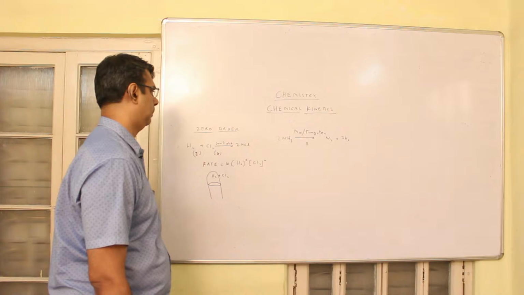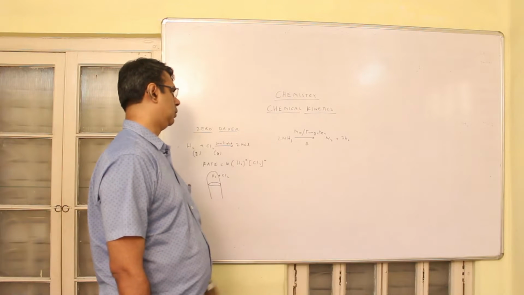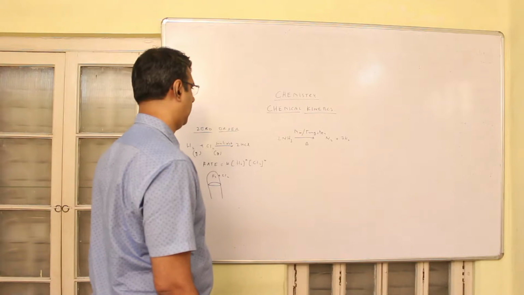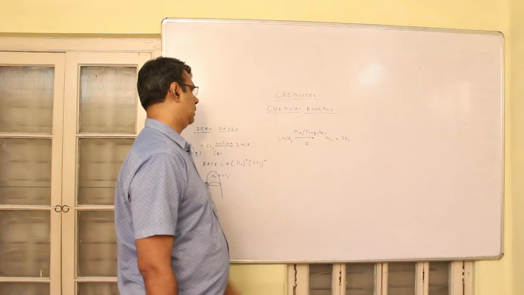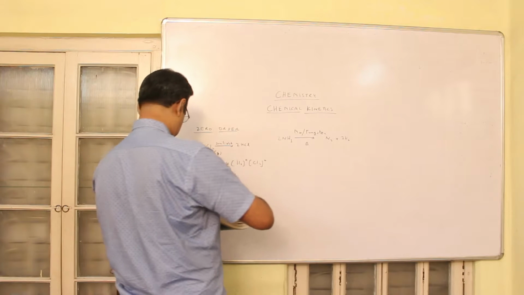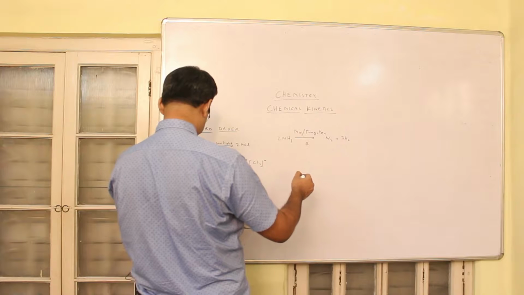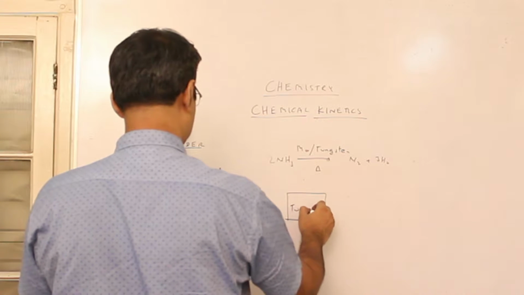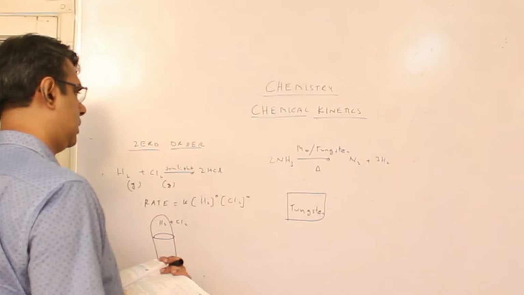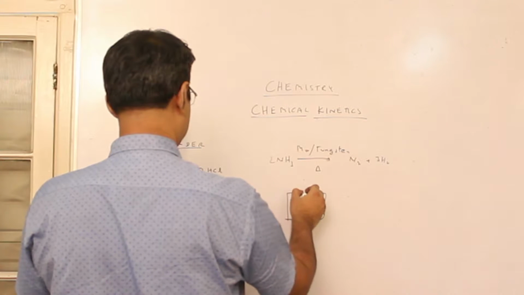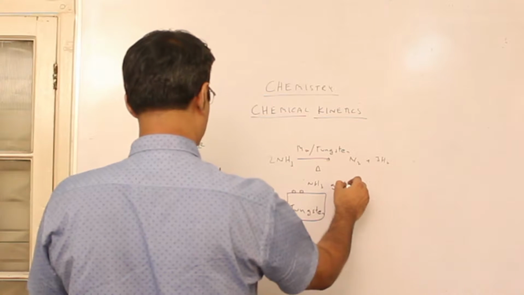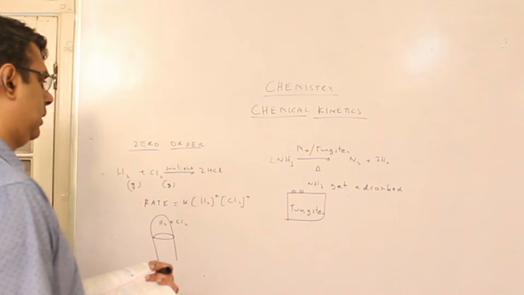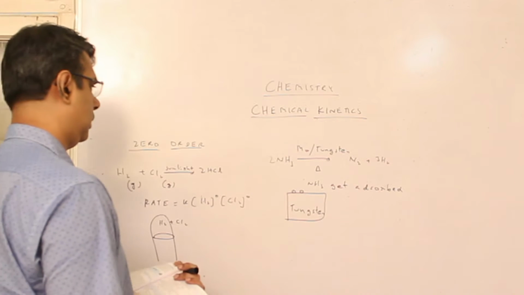Now the thing is that consider the dissociation of ammonia under the influence of heat to nitrogen and hydrogen. We use catalysts like molybdenum or tungsten. Now the thing is that when you have a catalyst like molybdenum or tungsten, the catalyst provides a surface on which ammonia molecules get adsorbed. So the catalyst tungsten basically provides a surface on which ammonia molecules can get adsorbed.